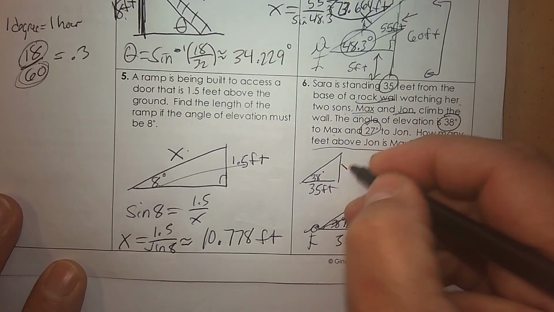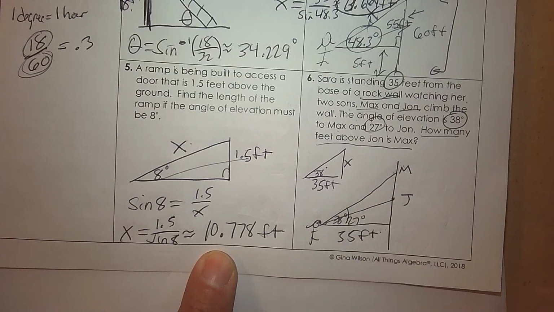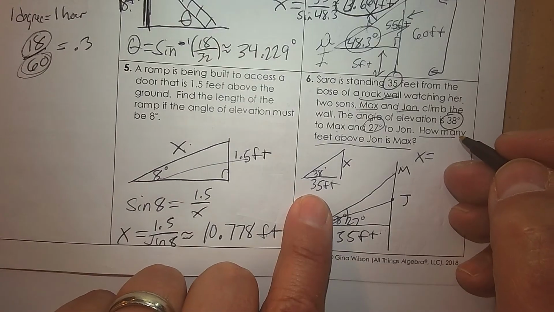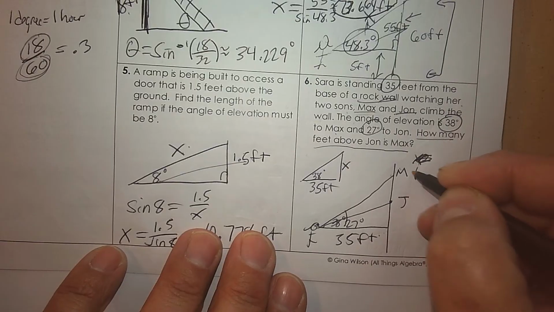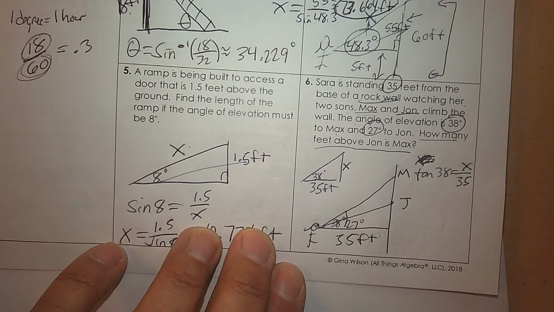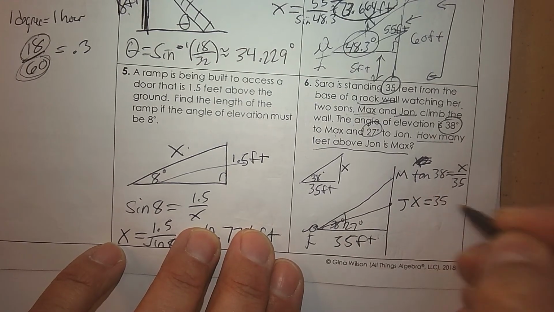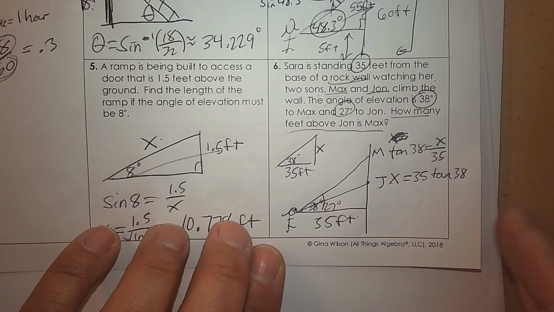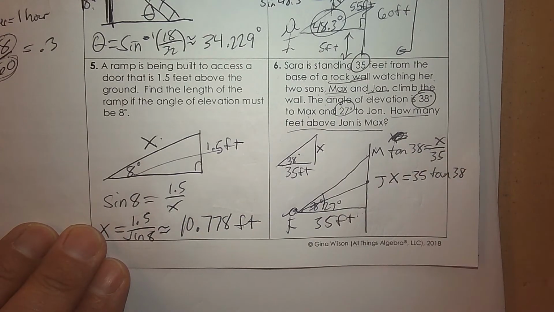So can you find how high Max is on the wall? Which trig ratio would you use? Opposite and adjacent. So it would be tangent 38 is equal to x over 35. So to get x by itself, you would multiply. So it's 35 tangent 38. I'm going to let that go because I don't really care about x. I care about subtracting the 2 answers.